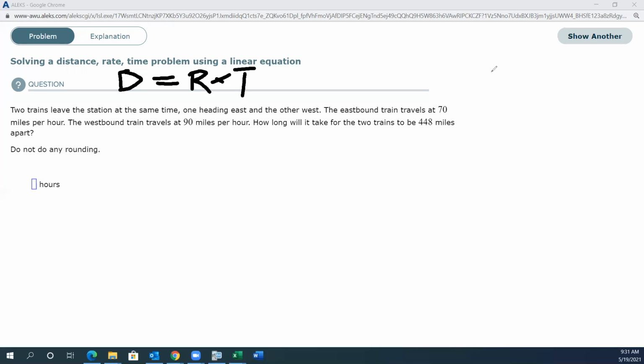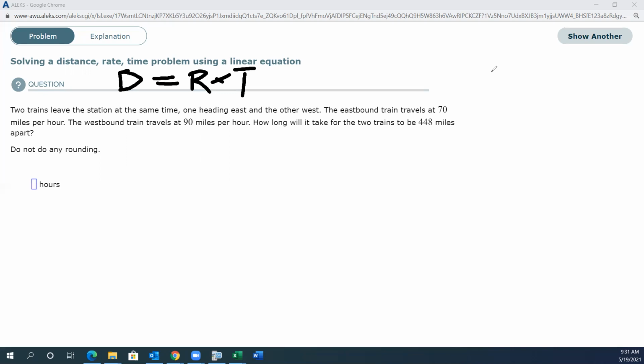And you know, it's not like you've never used it before. I mean, for example, if you're going 60 miles an hour, if that's your rate, and you do that for 2 hours, you know that you travel 120 miles. So, I mean, it's not totally foreign.